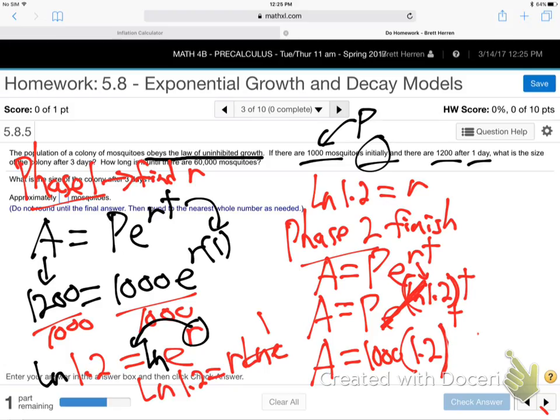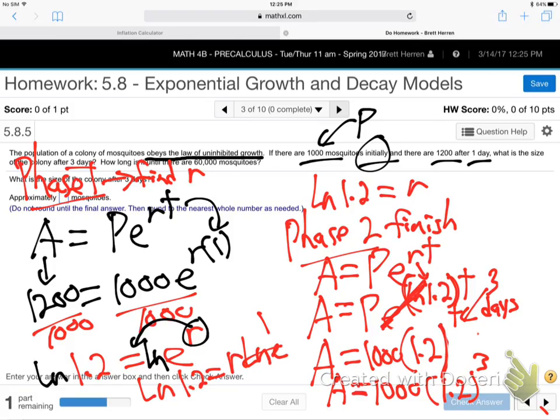Now let's answer the final question. What is the final question? There's two final questions. 3 days. So how many mosquitoes are there after 3 days? What do we do? Just plug in 3 for t. So it's A equals 1,000 times 1.2 to the 3, 3 days.